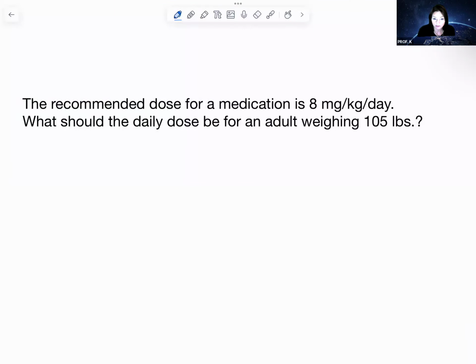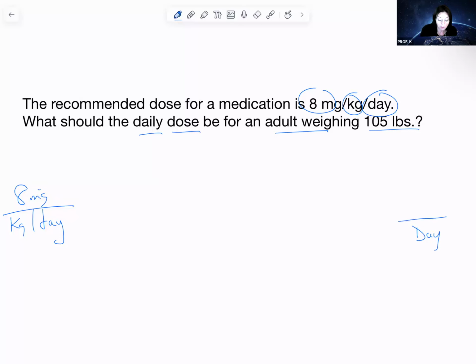Let's do this one together. The recommended dose for a medication is 8 milligrams per kilogram per day, 3-factor. 8 milligrams over kilogram per day. What should the daily dose be for an adult weighing 105 pounds? Daily dose. Every day, how many milligrams is the patient going to get? The daily dose. That's the only thing I can solve for. I have milligrams and I have day, so I just have to get rid of kilogram. But the patient's weight is in pounds.